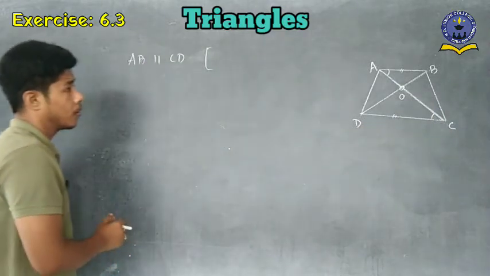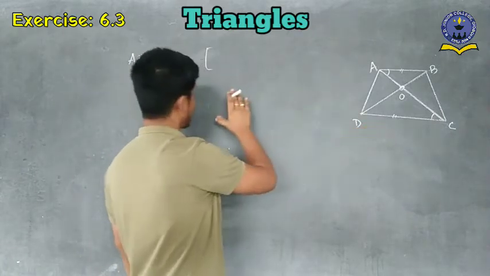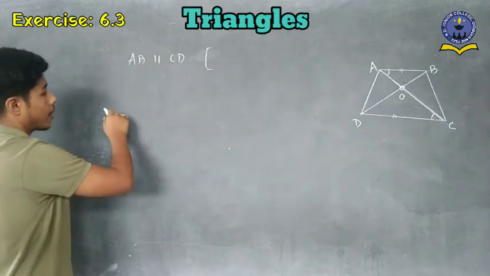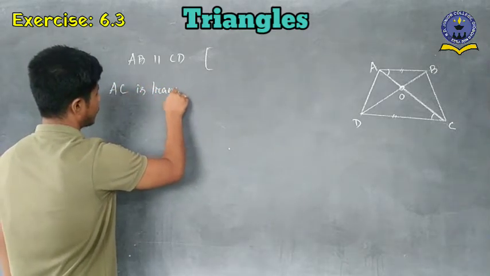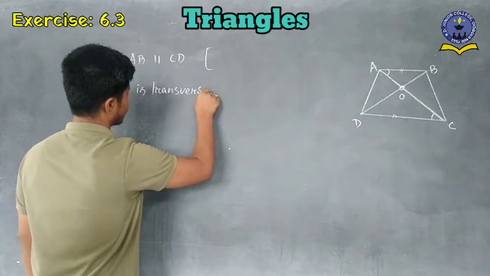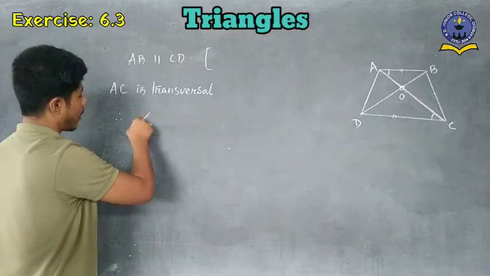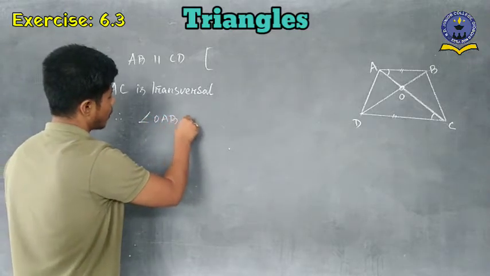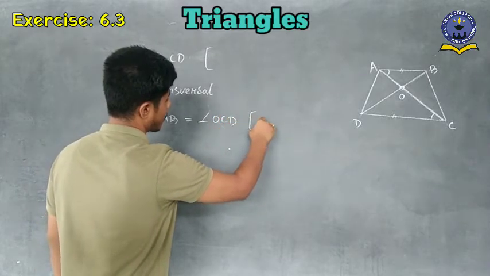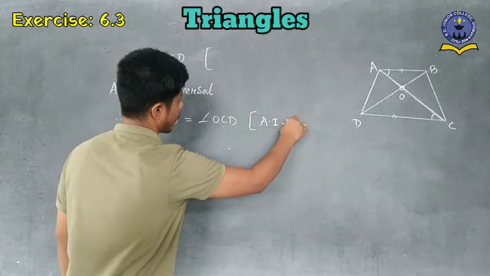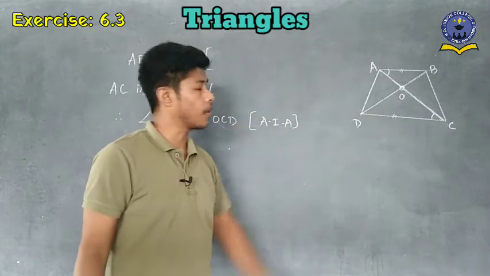Isn't it? The description part is not written here, so you have to write this one by yourself. Just the calculation we have to do here. What do you have to write? AC is transversal. So therefore, what do you have to write here? Angle OAB is equal to angle OCD. In bracket you have to write alternate interior angles. Is it clear? This one we have to write: OAB is equal to OCD.